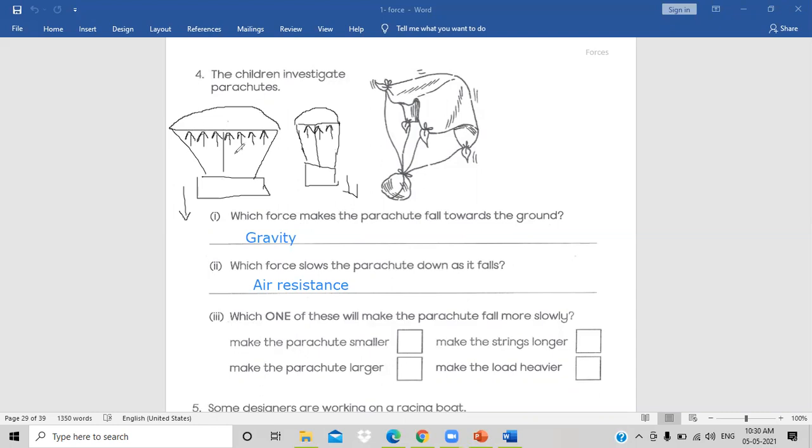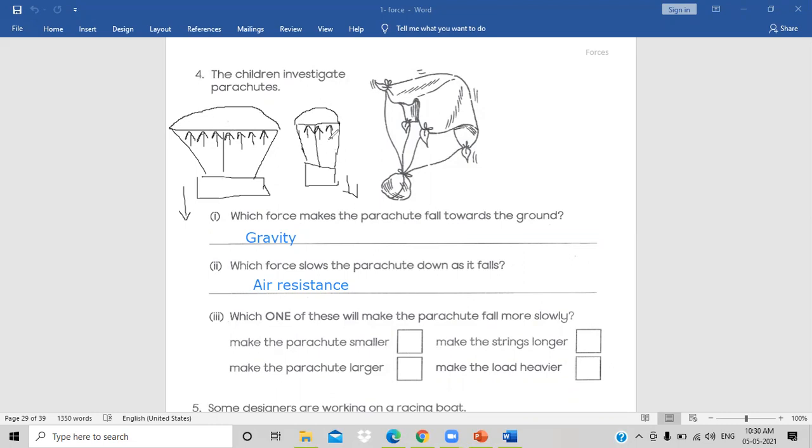So this will make it slow down. This will oppose, or work in the opposite direction of, gravity. If gravity is pulling the balloon down, the air resistance is pushing it up. How much air resistance? Look at this.